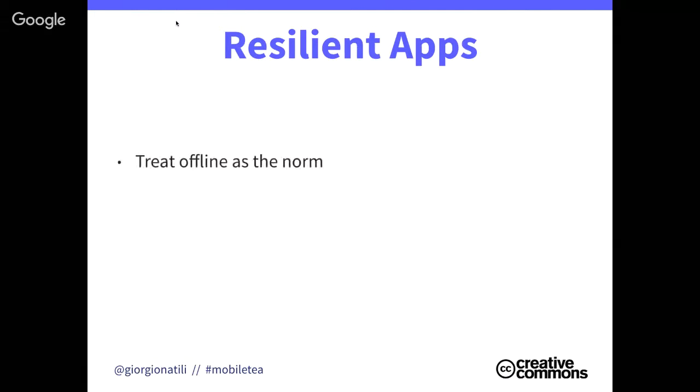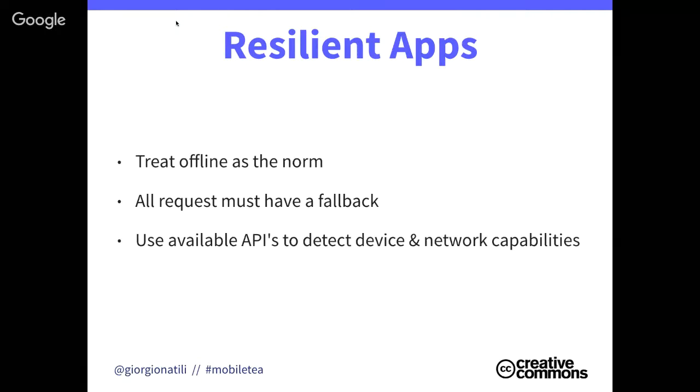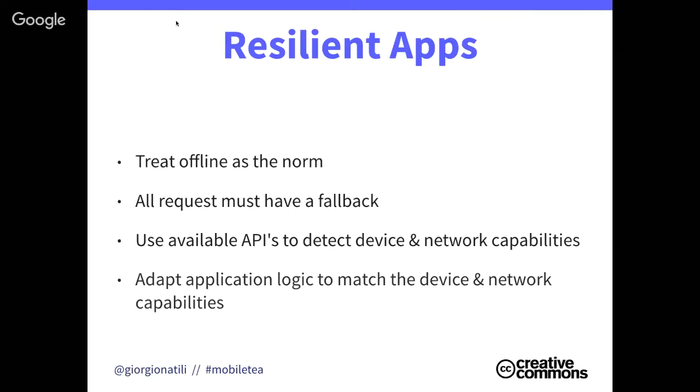A resilient app is an app that treats offline as the norm. Just have a fallback, so basically you never show a blank page that doesn't do anything. A resilient app uses the available browser API to detect the network capabilities and the status of the app itself, and changes its logic accordingly to the online status. This is, in a nutshell, what a resilient app is.